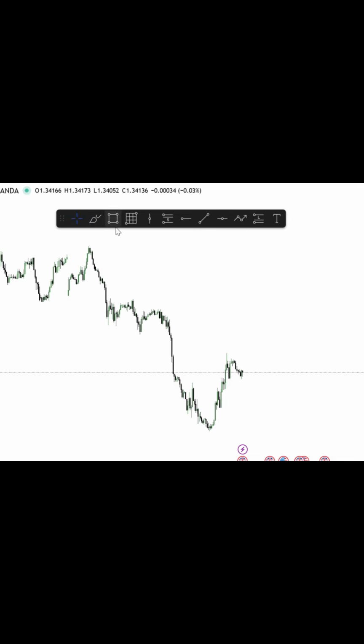Maybe on the 1-hour, a liquidation of this high here or this high here before then seeing that drive in towards the downside.